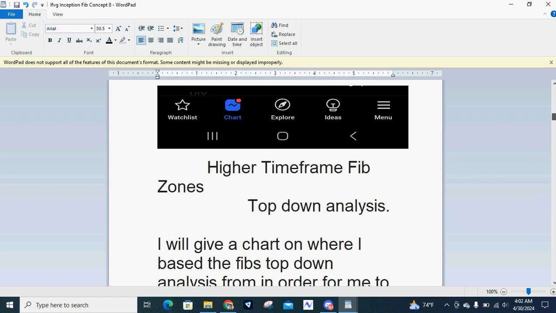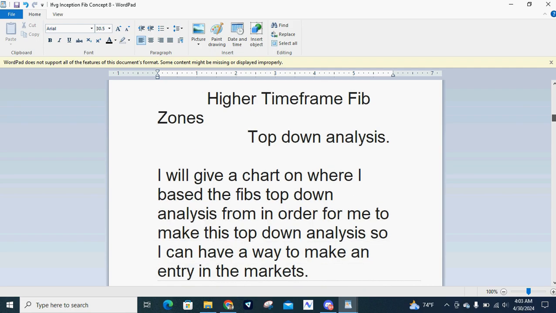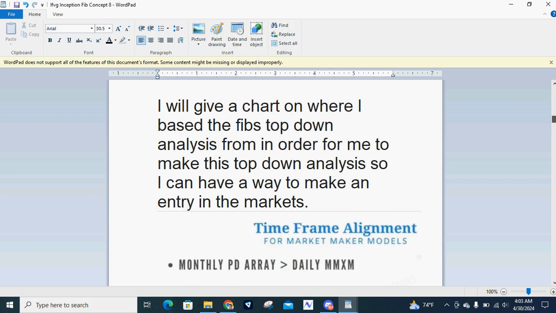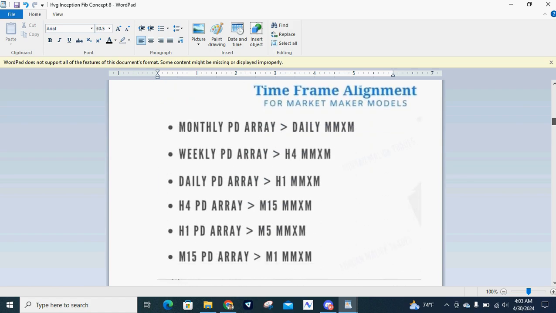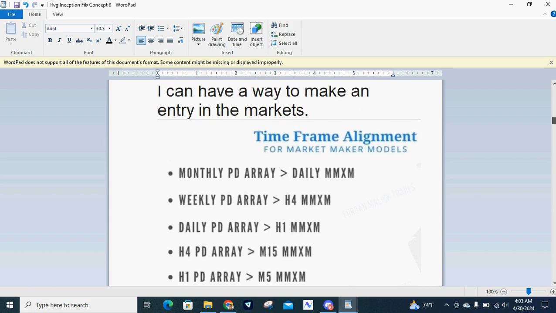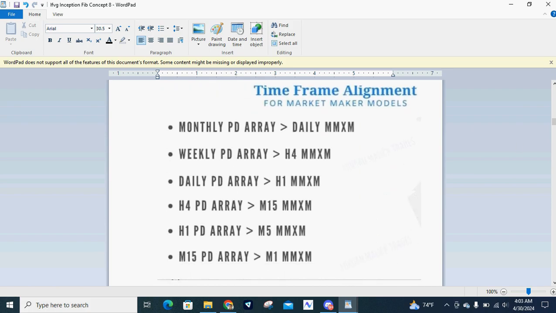Pretty much what you do is use top down analysis like I said earlier. You wait for the higher time frame raid on liquidity to take place first, and then you scale down to one or two different time frames, at the same time or one at a time. I like to use three time frames before I use one, as you can see noted here. Okay, here's a rundown.